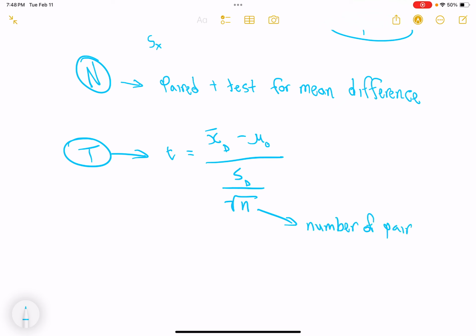Don't let that confuse you. When I say number of pairs, it's the same as number n, right? It's just how many groupings of UCLA textbooks compared to Amazon textbooks we have.